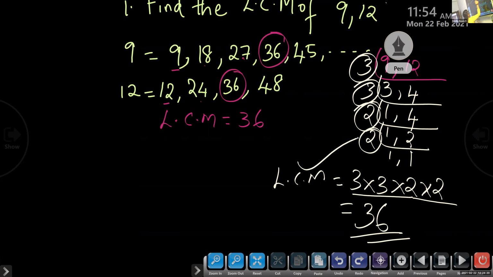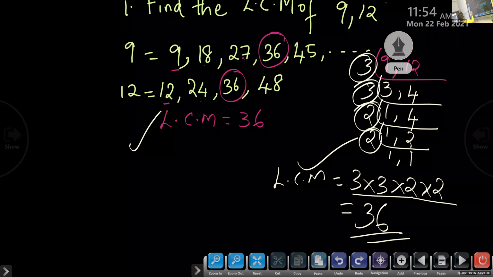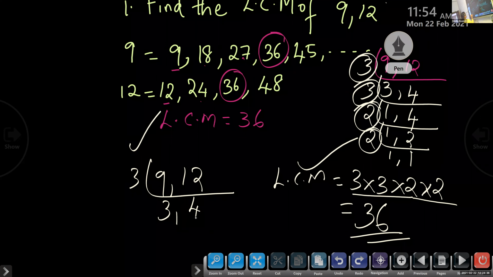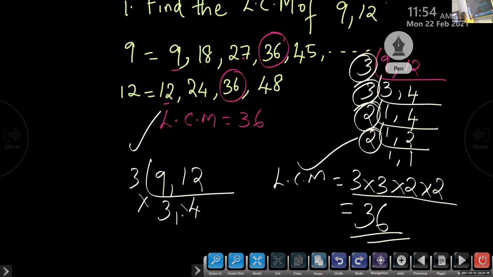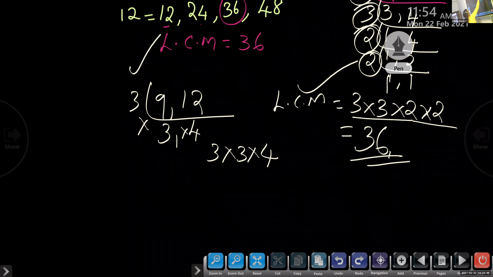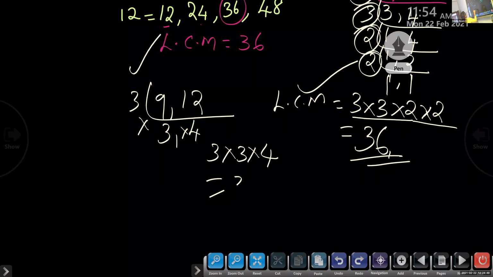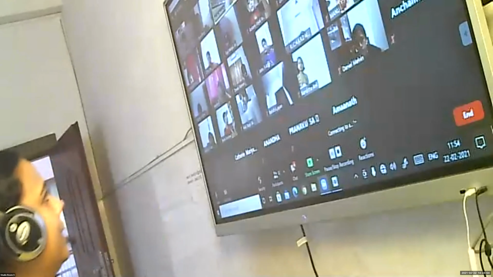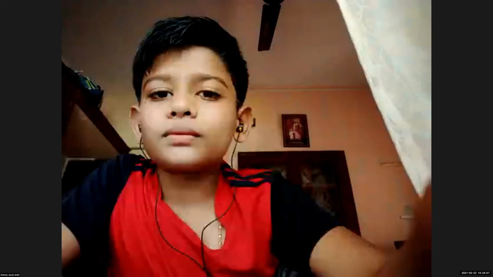Children, any method is fine. We can also write the LCM directly: 3 threes are 9, 4 threes are 12. Now there are no common numbers, so directly I can take 3 into 3 into 4. That is also possible. Because you are doing it for the first time, we went till 1 and 1. Otherwise this is also possible: 9 fours are 36. Anyway, if you go till 1 and 1, you also get the same answer. Okay children, is that clear?